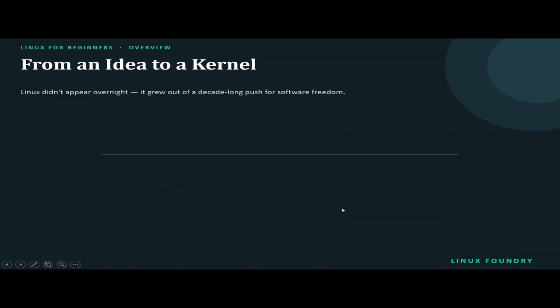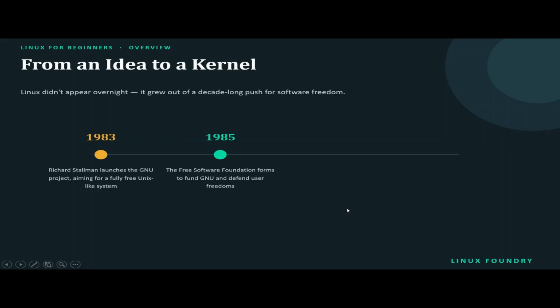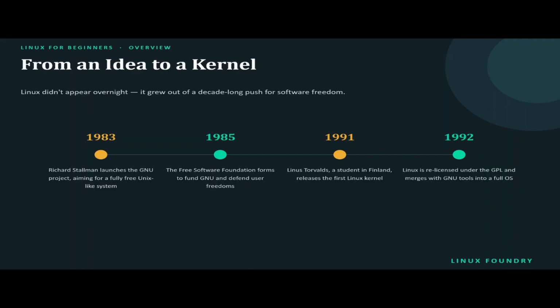Linux didn't just appear overnight. It grew out of a decade-long push for software freedom. Let's walk through the timeline. In 1983, Richard Stallman launches the GNU project, aiming for a fully free Unix-like system. In 1985, the Free Software Foundation forms to fund GNU and defend user freedoms. In 1991, Linus Torvalds, a student in Finland, releases the first Linux kernel. And in 1992, Linux is relicensed under the GPL and merges with GNU tools into a full operating system.